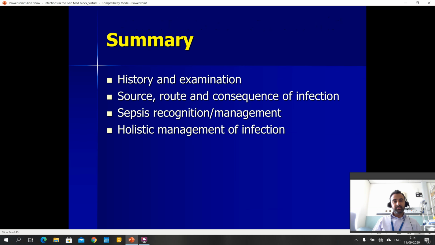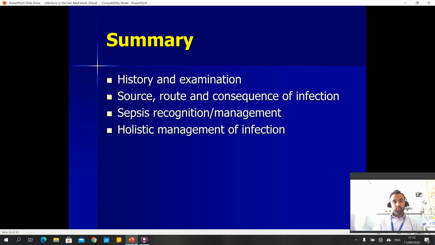So in summary, for this section, we've focused on the history and examination as being key elements of what you need to be able to recognize infection in the patient, as well as starting to think about investigations such as microbiological samples, blood tests that will be helpful, and radiology. I've hopefully got you starting to think about the source of infection, the route of infection, how it gets into where it's not supposed to be, and then the consequence of infection, whether it's an acute infection such as sepsis, or whether it becomes a chronic infection or potentially an operative problem. We've talked about sepsis now in great detail. You need to know about that. And again, this is hopefully a starter to you thinking about the holistic management of infection.